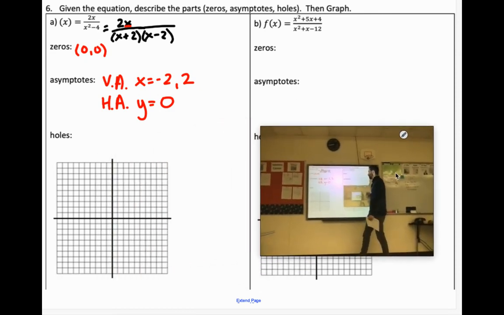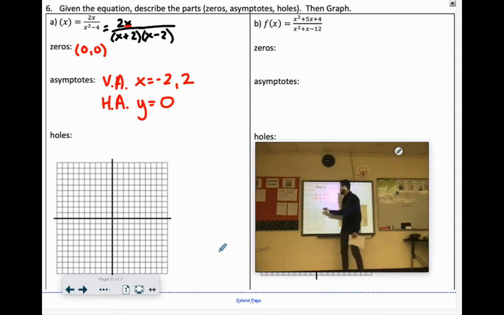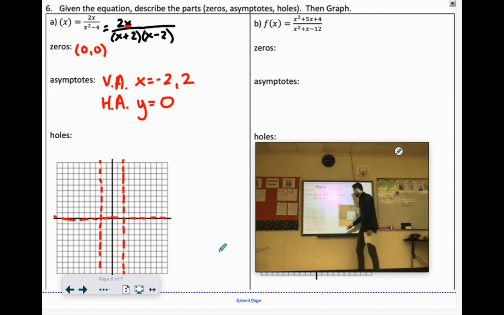I'm going to scoot over here, and then we'll graph it. All right, so we have that vertical asymptote at negative 2, positive 2. We have a horizontal asymptote at 0, so there's going to be lots of different chunks here. It'll cross at 0, 0, which is weird because we have a horizontal asymptote there. But it's kind of like a hole, but really it's just going to hit that. The asymptotes are like where the lines are going to cruise alongside.